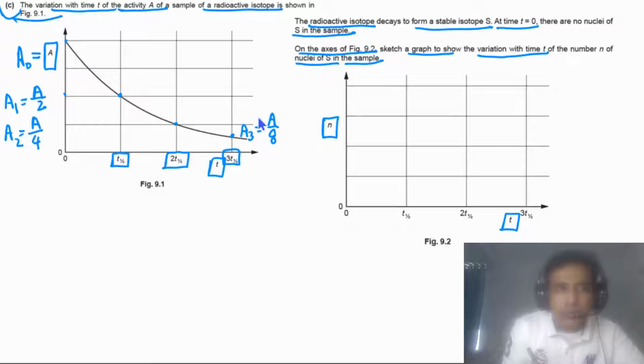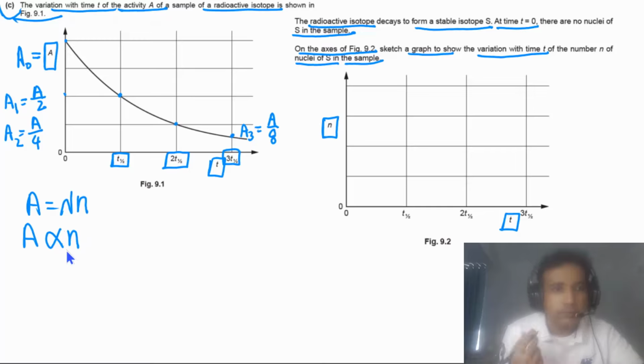In order to understand the relationship between A and N, where N is the number of nuclei, we simply need to understand that A is equal to lambda times N. N is representing the number of nuclei of the daughter product. So from here we can say A is directly proportional to N. So it simply means that when A is half, N is also half, and vice versa. So when this is A by 4, this is 1/4, this also has to be 1/4.